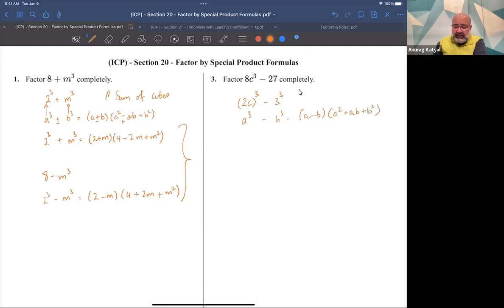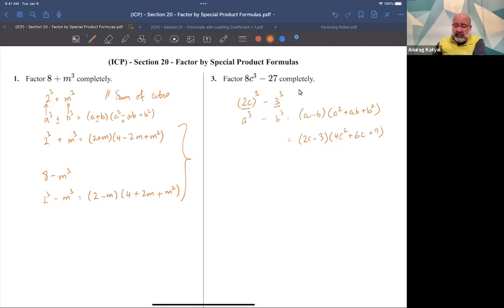So a minus b, a in this case is 2c, b is 3. So the answer would be 2c minus 3, because that's a minus b. A squared, now I've got to square whatever this is. Oh, I'm sorry, 2c. So 2c times 2c would be 4c squared. Then I have to multiply these two, because that's going to be a times b. 2c times 3 is 6c, plus 6c. And then b squared. 3 squared will be 9, plus 9.